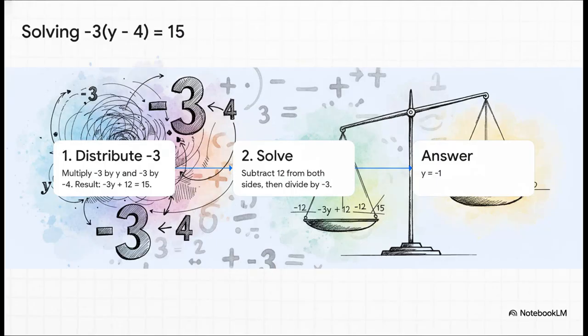Okay, let's apply it. We distribute the negative 3. First, negative 3 times y, well, that's just negative 3y.